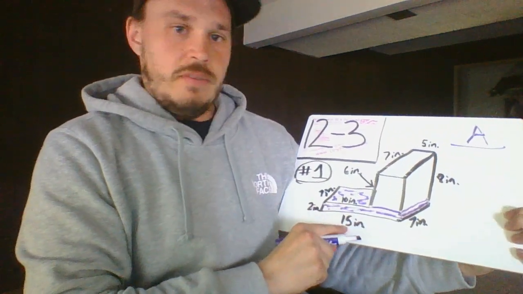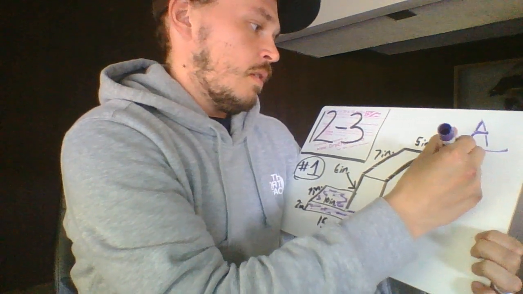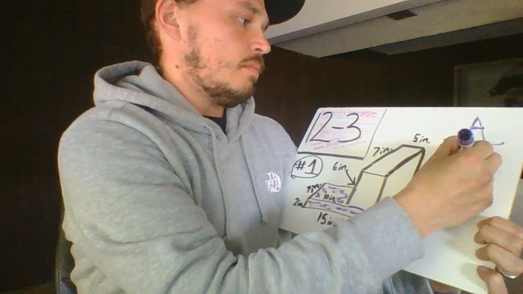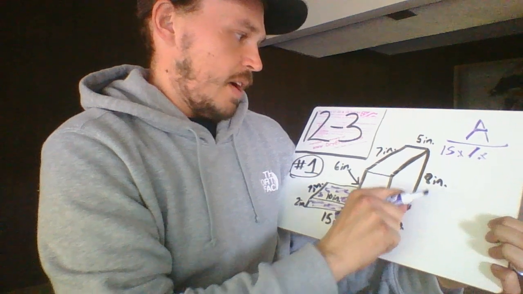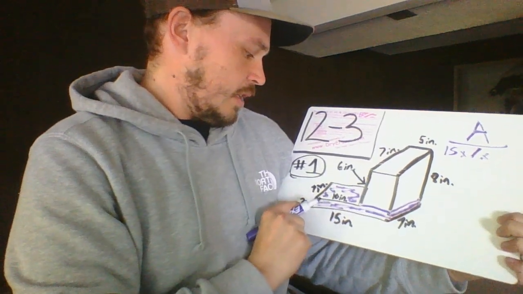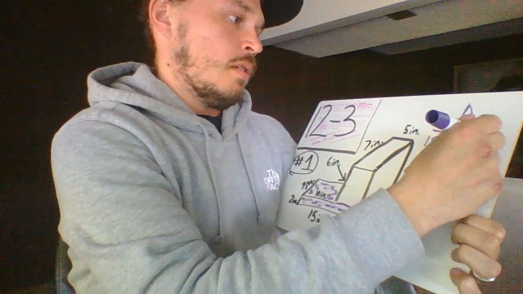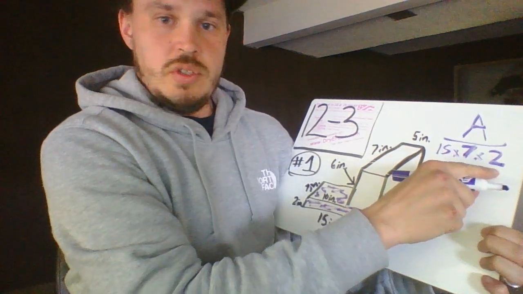And it's going to have a length of 15, which is right here, a width of 7, and the height is going to be right here. It's not going to go all the way up. That's where the mistake is. The height, you're going to look over here, it's going to be 2 inches. So we have 15 times 7 times 2, okay?